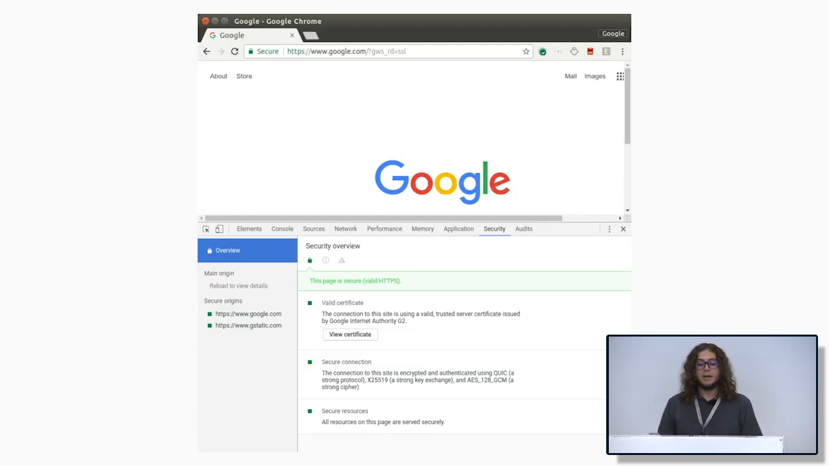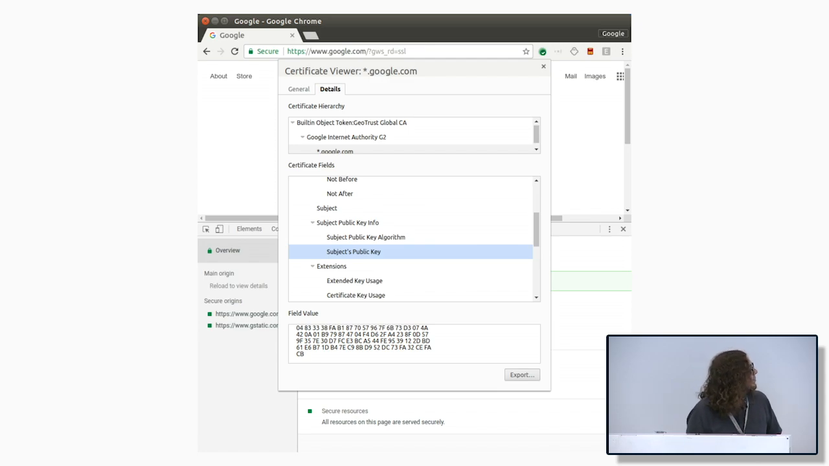So how do they work? To get some clues, let's look at the security panel in DevTools, which is what you can see in the slide. If you click that button, view certificate there, it takes you to this. I wasn't able to resize that, so it looks a bit small. But focus on the part on top where it says certificate hierarchy.